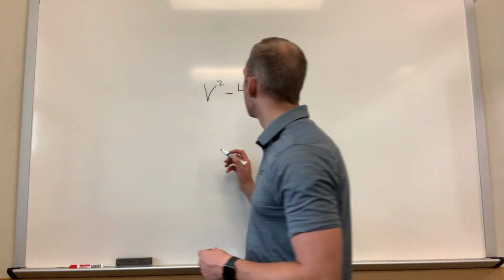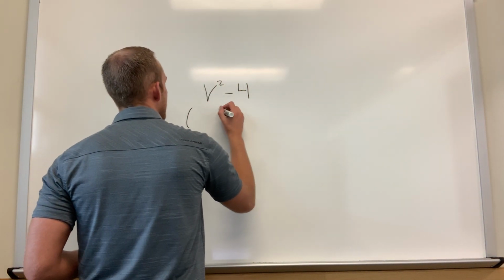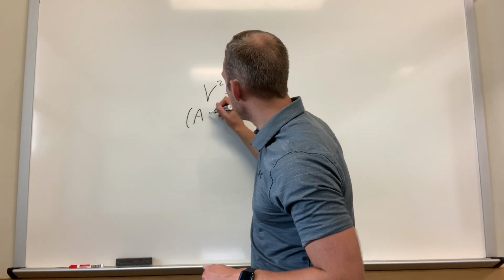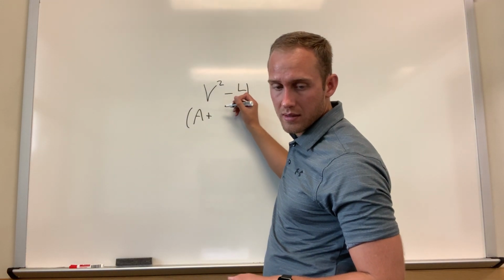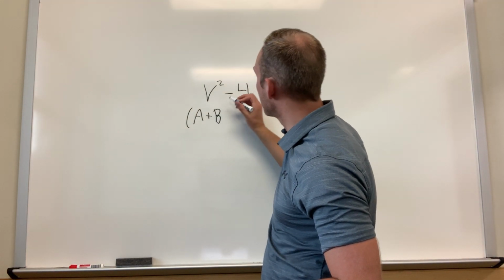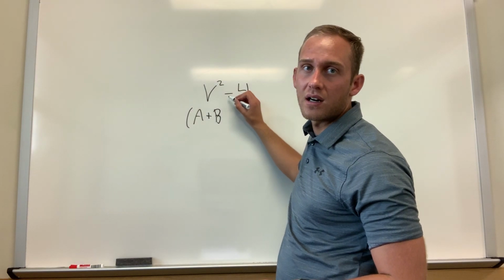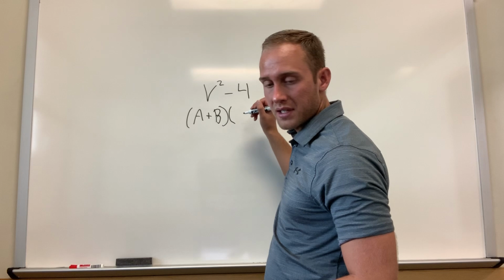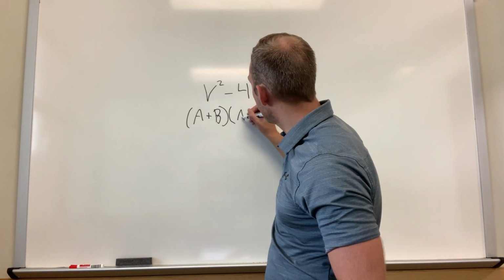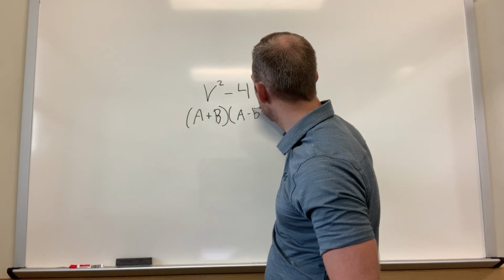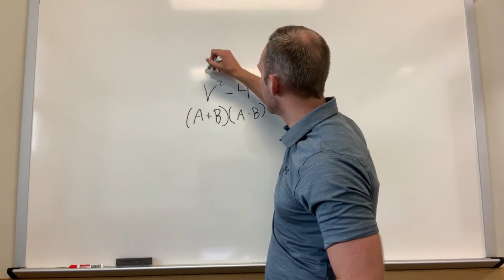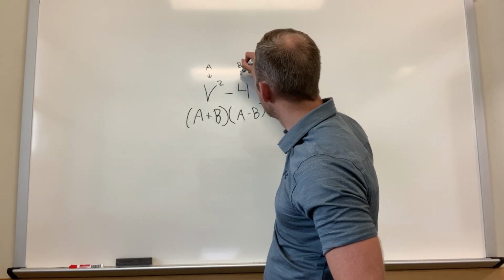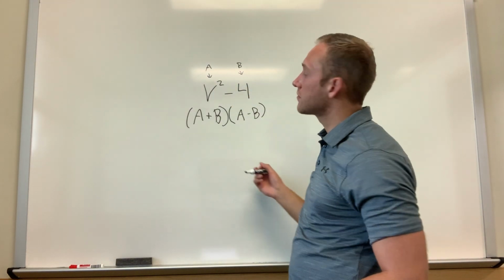And so this is the formula right here. So it's A plus B, and this is the formula when there's a minus in there. So A plus B, parentheses, and then in another parentheses, A minus B. So basically, this is A, this is B. Okay?